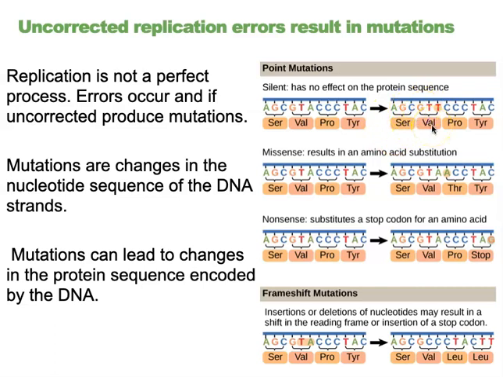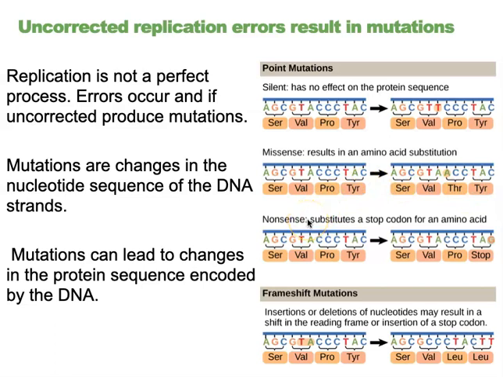No problems. A missense mutation results in an amino acid substitution, where serine, valine, proline, tyrosine becomes serine, valine, threonine, tyrosine. This is significant. Depending upon which mutation is put in there, if this is a conservative substitution, there might be no problem, meaning the grouping of amino acids. Why we consider that to be important is something we'll consider in a minute.